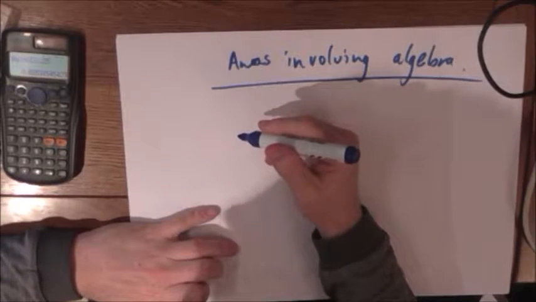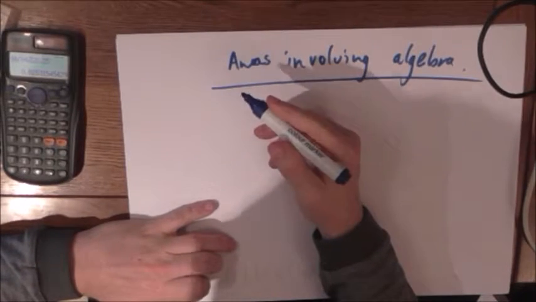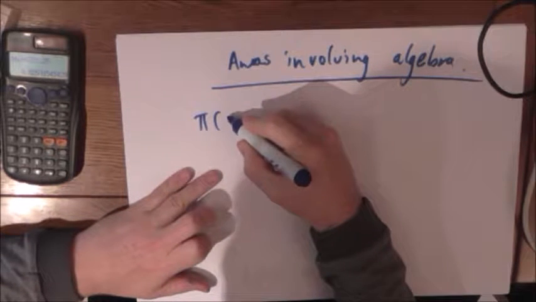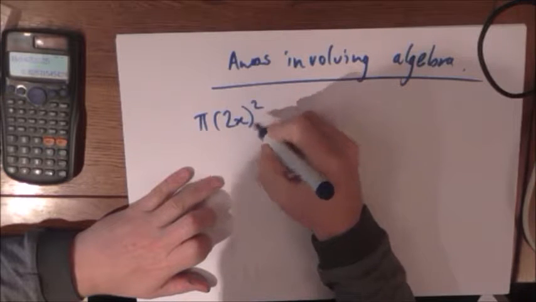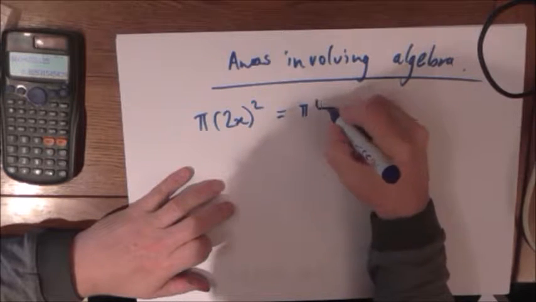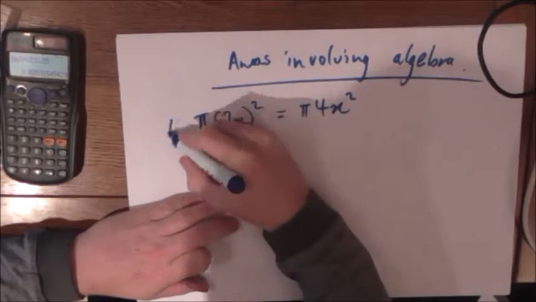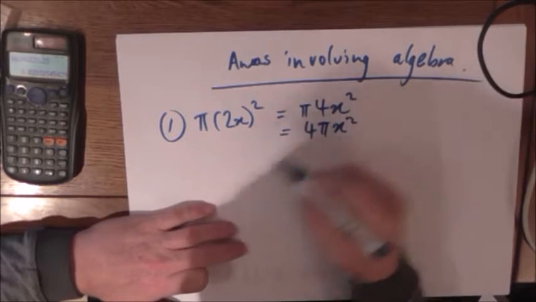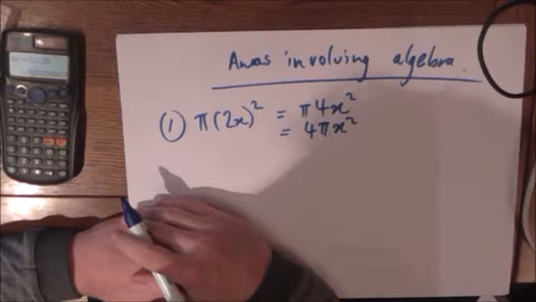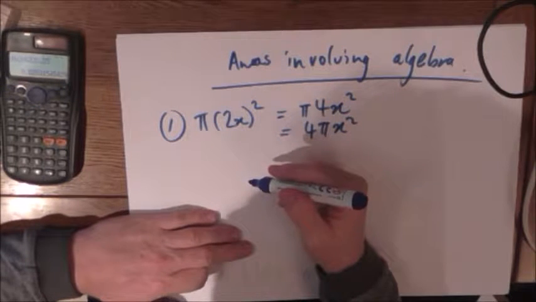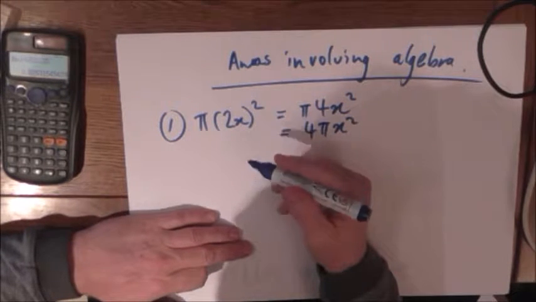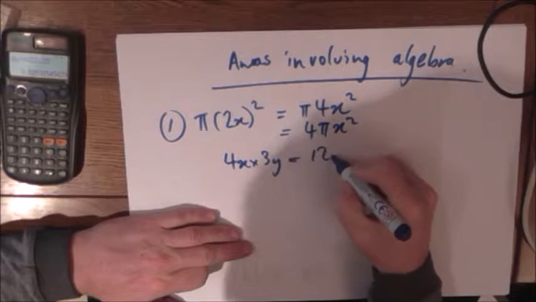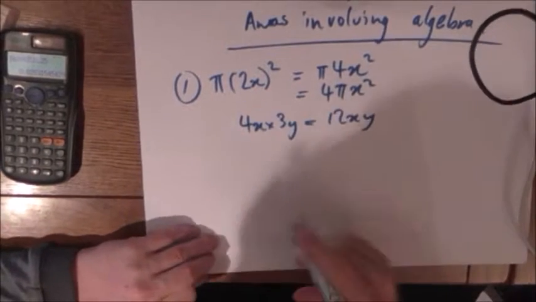So in question 1 we have the area of a circle, that's pi r squared, but our radius is not r but 2x, so that is the area for the first one, which is more commonly written as 4 pi x squared. Now the other one, that's half base times the height. It's not so easy to halve the base, so halve the height instead. So it's 4x times 3y, which is 12xy. So that's question number 1.